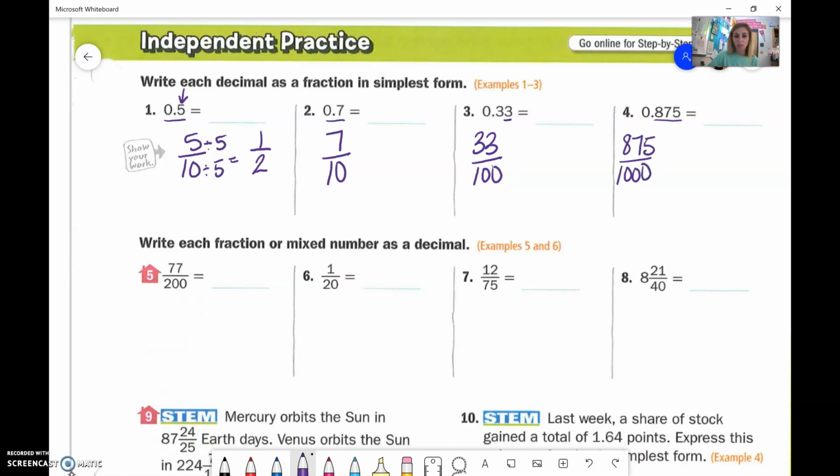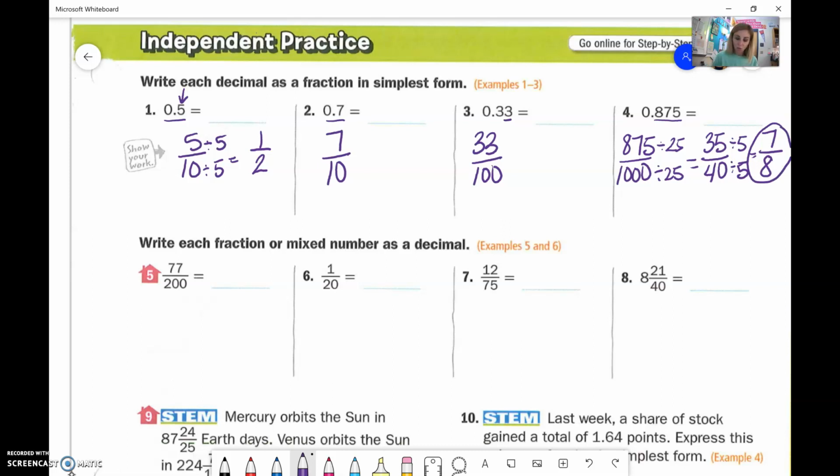875 thousandths. Okay, well, knowing what I know about 25, I'm going to start there. I'm going to divide each of those by 25. When I take 875 and divide it by 25, I get 35. When I take 1,000 and divide it by 25, I get 40. Oh man, I can still go lower. I know that I can divide each of those by 5. So 35 divided by 5 gives me 7, and 40 divided by 5 gives me 8. So 7/8. Okay, so that is in fraction of simplest form.